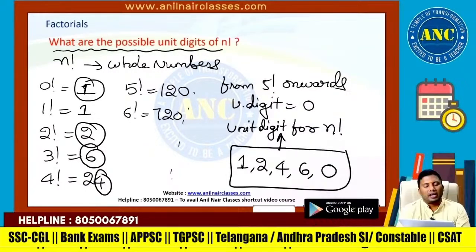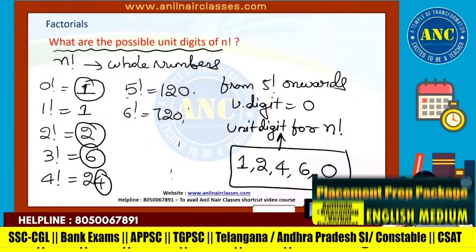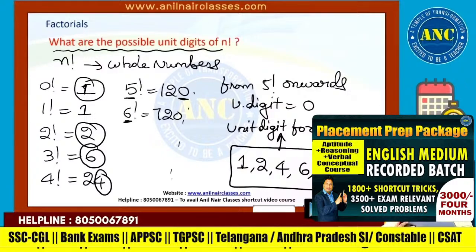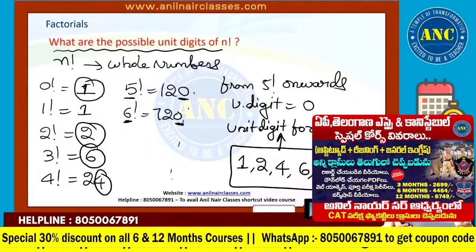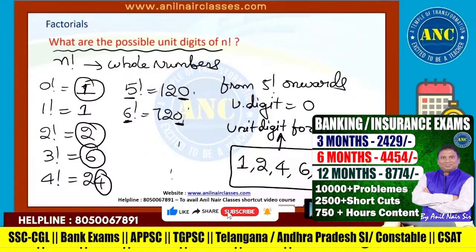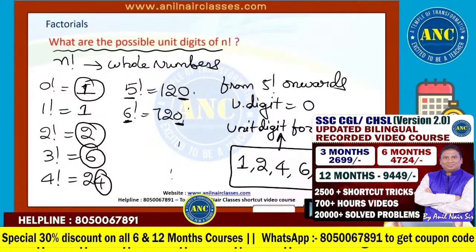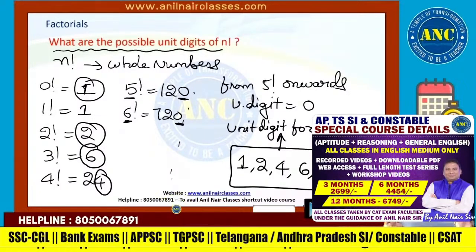I hope the idea is clear. Possible unit digits for n factorial are 1, 2, 4, 6 and 0, because from 5 factorial onwards the unit digit is 0. In the previous cases I got different values: 1, 2, 6, 4. From 5 factorial it is 0. So the possible unit digits are 1, 2, 4, 6 and 0. Very good question to tell all the possible unit digits for factorial.